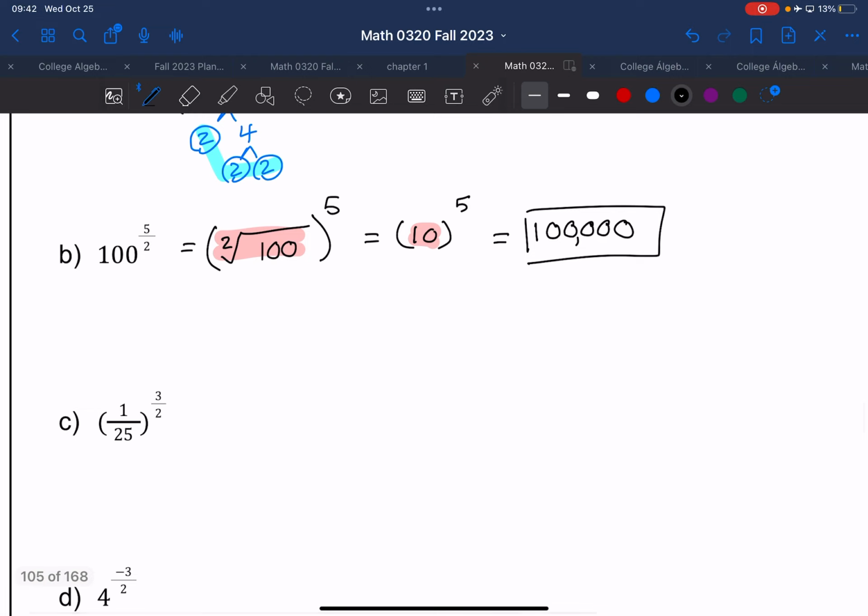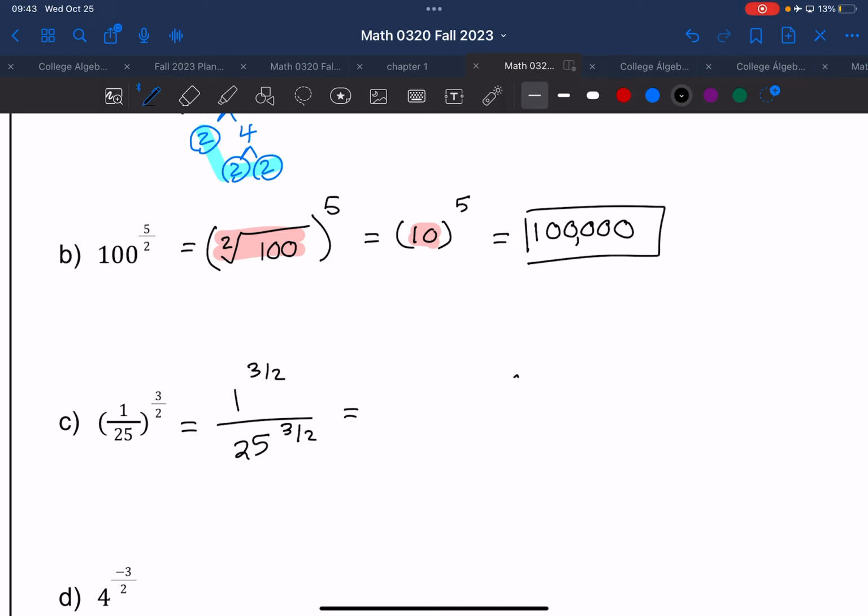What do we see different about part C? It's a fraction. So just like how we gave the radical to the numerator and the denominator of the fraction, we could rewrite this the same way. So technically this is 1 to the power of 3/2 over 25 to the power of 3/2. Just like when I had the radicals and I could separate it from numerator and denominator, I could do the same thing with those powers.